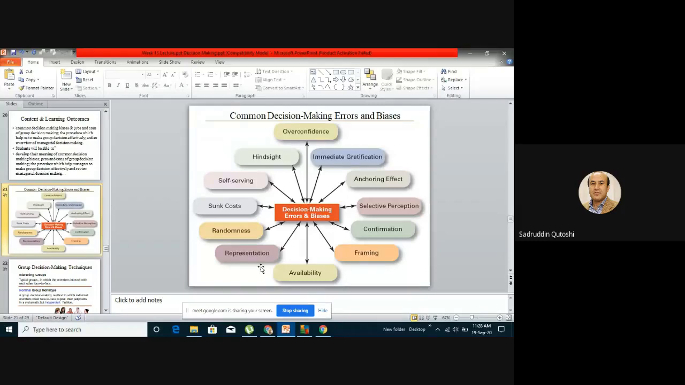Randomness. In most situations, people just randomly choose an alternative. That randomness doesn't give you the desired results. Rather, it could be disastrous in the long run. Randomness is not an evaluated option. So you need to be very conscious about these kinds of things.